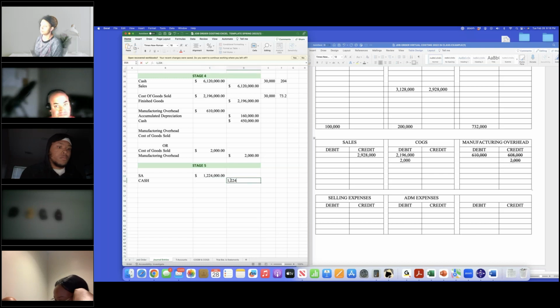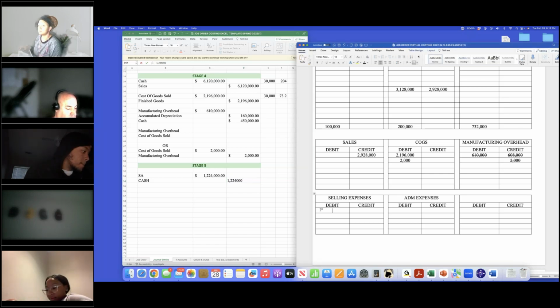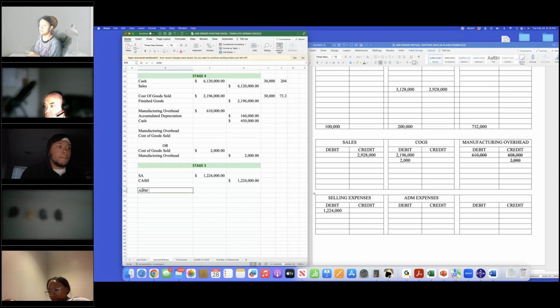Everybody see that? Just a 20% rate, 20% of sales. So 1,224,000. Next, administrative expense. We have administrative expenses totaled 1 million. So we're going to debit administrative expense for 1 million and credit cash 1 million.